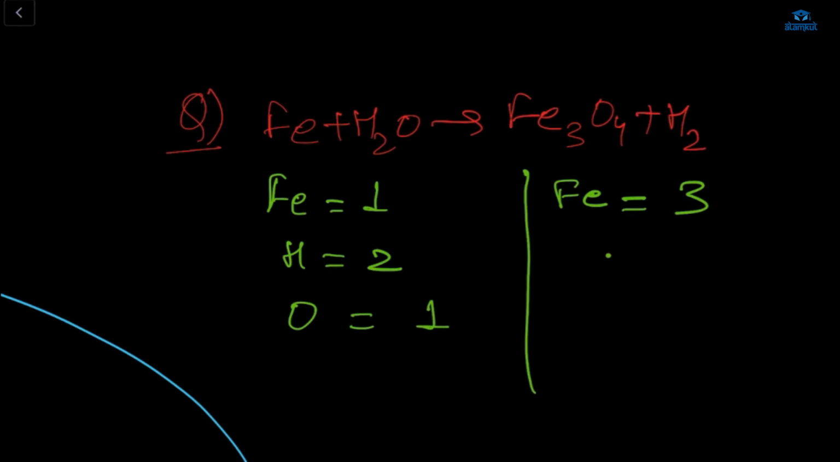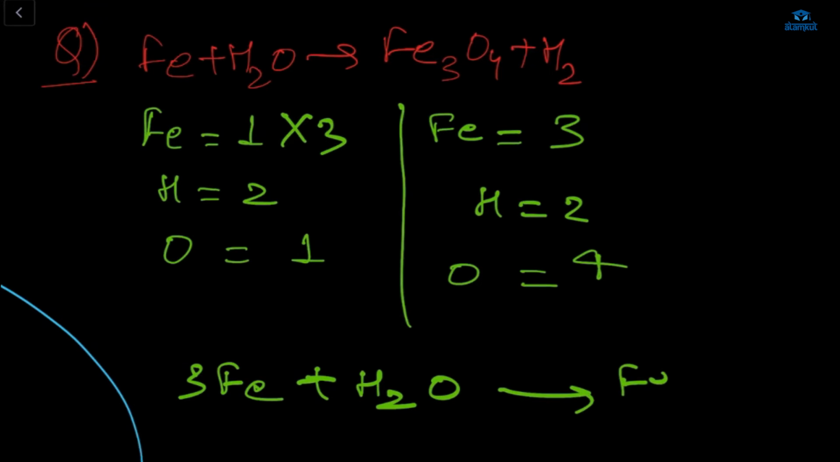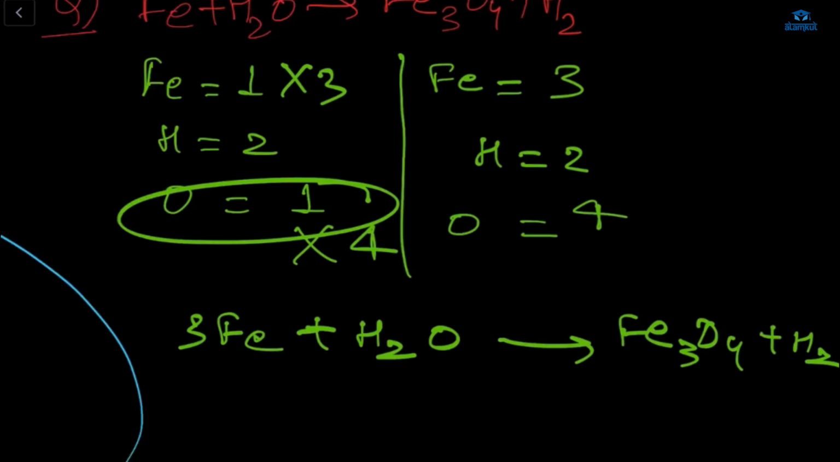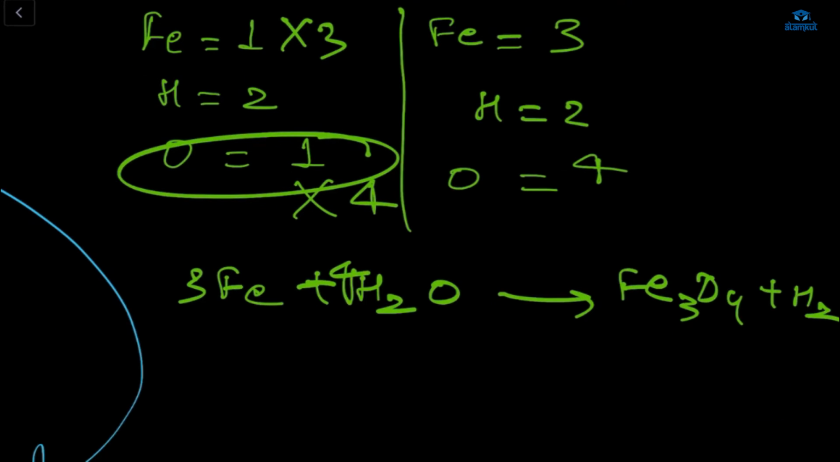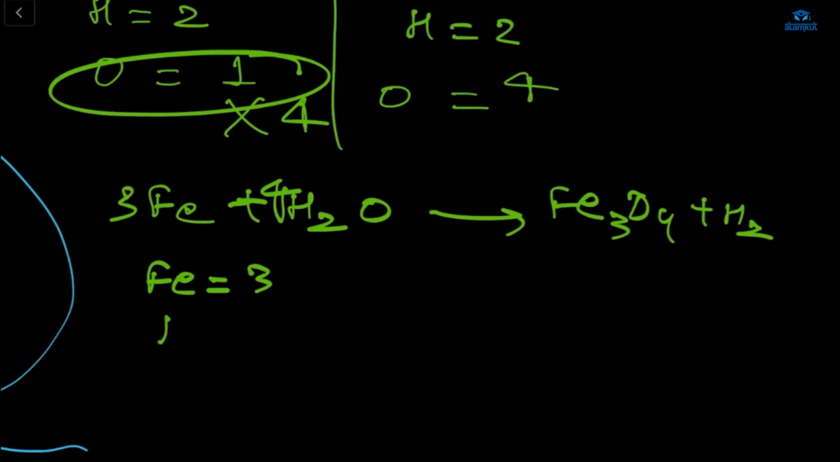Correct. How come? See, here H is 2 and my oxygen is 4 here. So first we have to multiply this by 3. So it will be 3Fe plus H2O giving Fe3O4 and H2, and this we also have to multiply by 4. If we write 4 over here, then my equation will not balance. See, Fe will become 3, H will become 8, my oxygen will become 4.